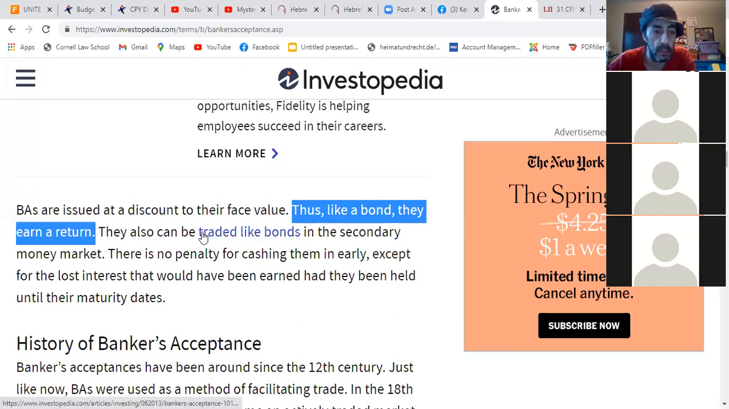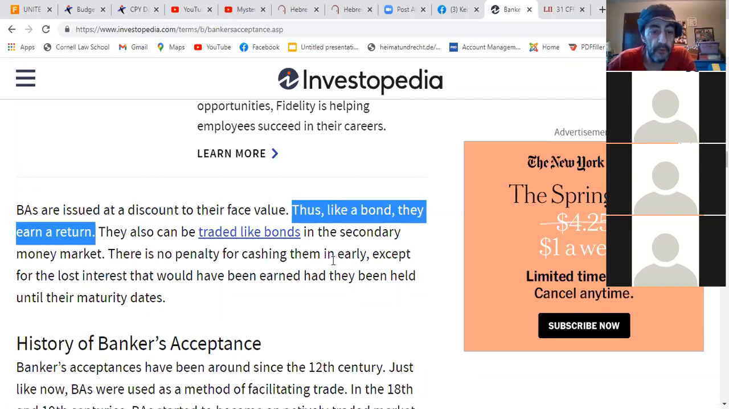They also can be traded like bonds, swaps, credit default swaps in the secondary money market. Like I said earlier, there is no penalty for cashing them in early. No penalty for cashing them in early. This is like with those 401ks and stuff. When they say, well, if you cash them in early, you're going to get a penalty, I don't think so. Not if I put my banker's acceptance on it. Learn how to qualify it.